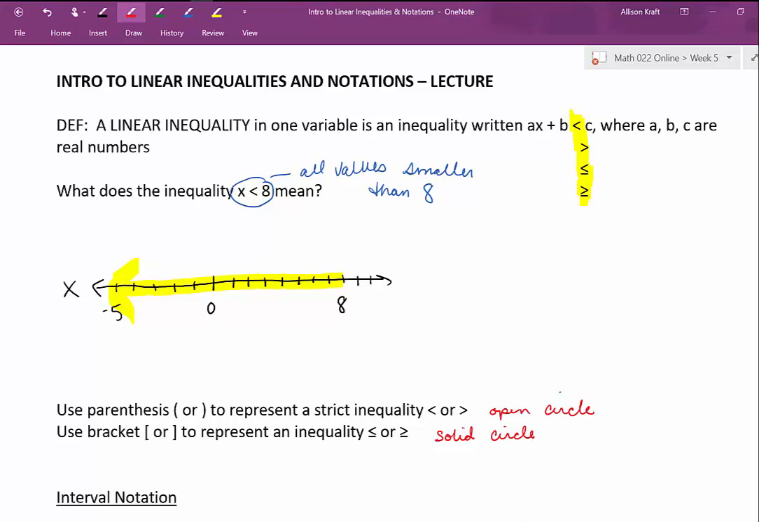So if I were actually graphing x is strictly less than 8, I've shaded the correct direction, and now I just need to put the proper notation at the endpoint to indicate that I'm not including 8. Since I'm not including it, I want to use a parenthesis, and I would draw a parenthesis.